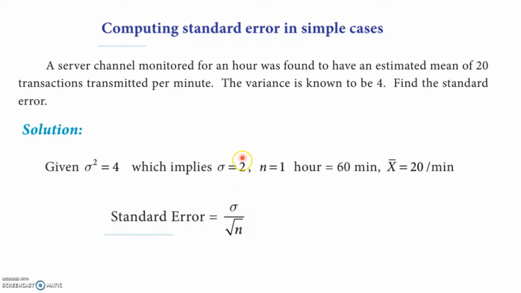So sigma is 2, n is 60, so we put 60. So we get 2 over square root of 60, and that's equal to 0.2582.